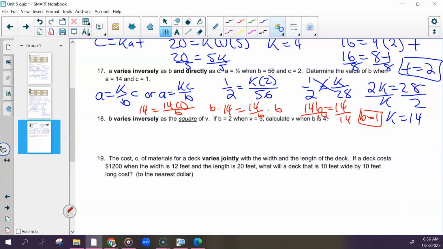So some of you weren't getting this because of the way you solved it, or weren't using inversely, or you put C in the denominator, which threw everything off. So try not to do that on the test. Questions on 17?